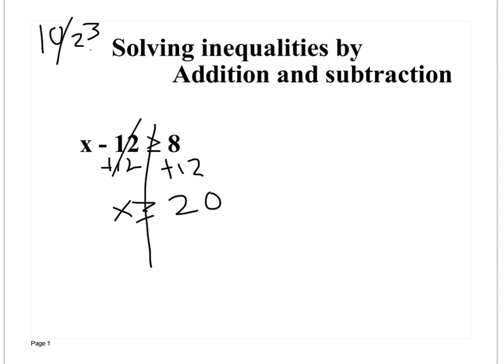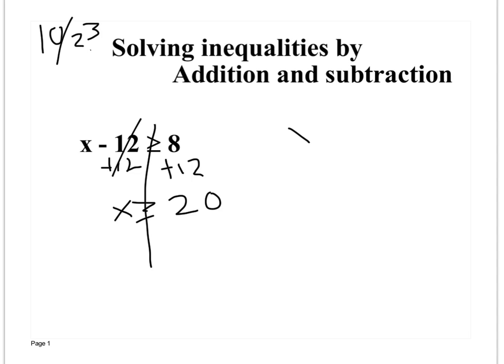Now what you have to do is check your work. You need to be able to check your work on this so you don't get it wrong, but also so you understand what you're doing. So plug 20 in there. What's 20 minus 12? 8. Is 8 greater than or equal to 8? Yes, so you must be right. So x could be anything greater than or equal to 20.